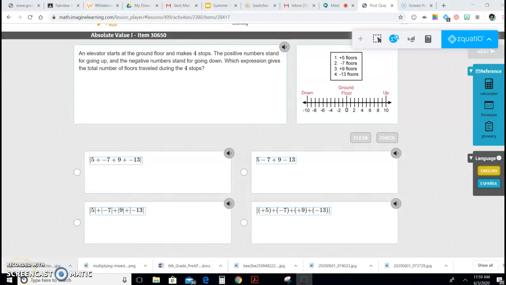Alrighty, so it says an elevator starts at the ground floor and makes 4 stops. The positive number stands for going up and the negative number stands for going down. Which expression gives the total number of floors traveled during the 4 stops?